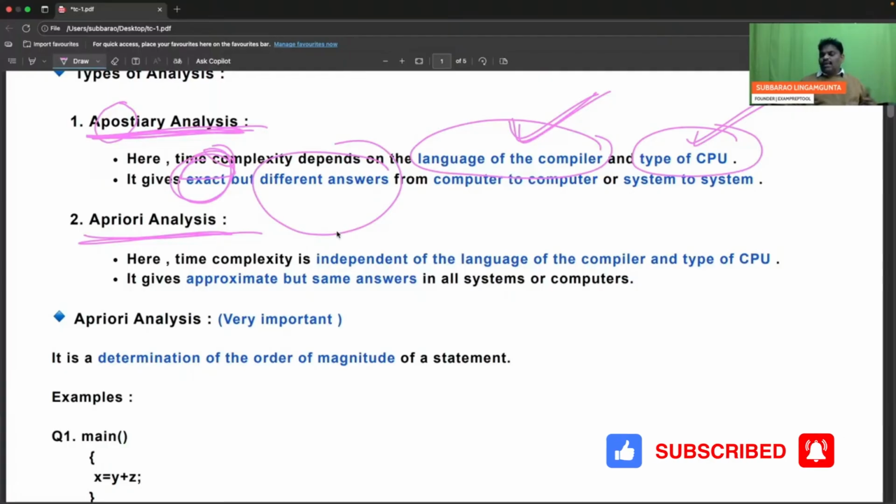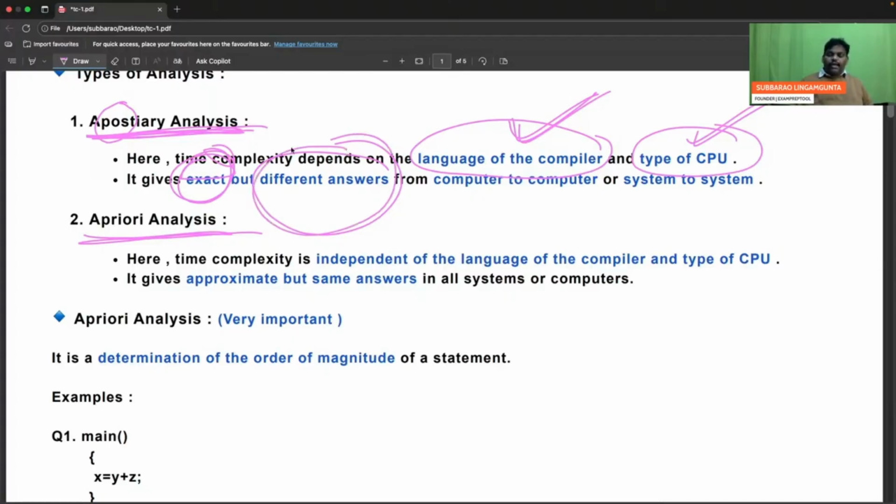What are those? Language of compiler, type of CPU. Suppose those two are the best two, less time you will get. If those two are the worst two, more time you will get. So the advantage is the real things you are taking into consideration, so you will get the exact answer. But the problem is those two things are changing. Time complexity will change, so system to system, different answer.